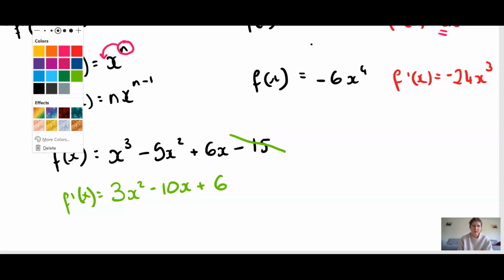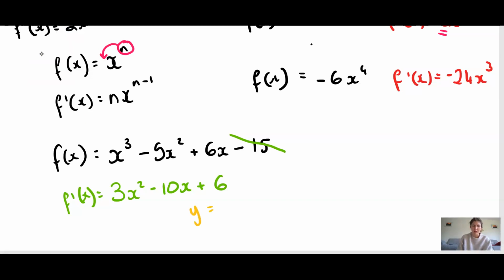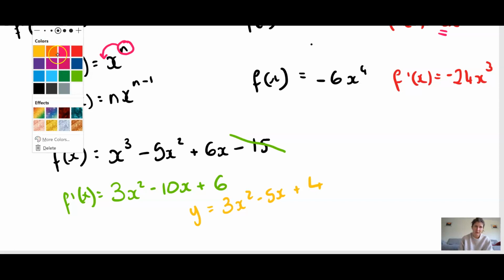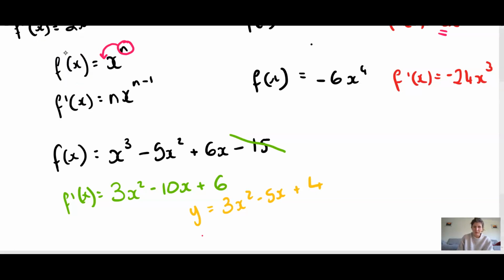Another thing on notation, just in case you've forgotten from the other day, is that, say our function is y equals 3x squared minus 5x plus 4. That means that the derivative of that function would be dy on dx equals 6x minus 5. Again, just noting that that notation is different.